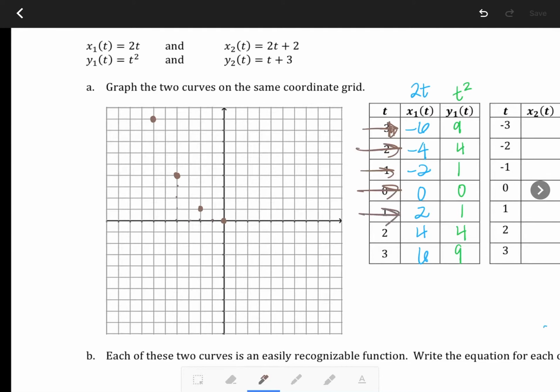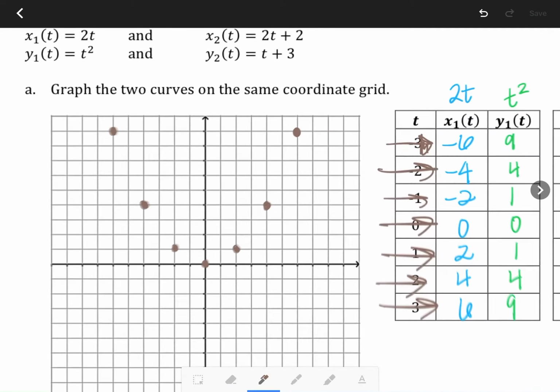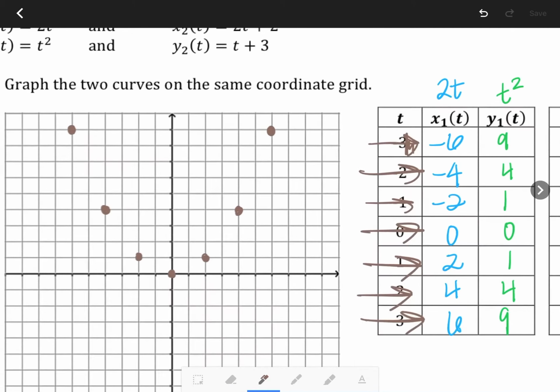0, 0, 2, positive 1, 4, 4, and 6, 9. Positive 6, positive 9. If this curve is looking familiar, that's a good thing. Let's connect the dots to see what we've got going on here.